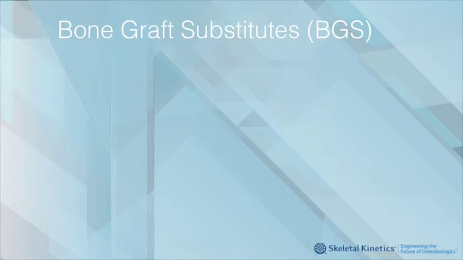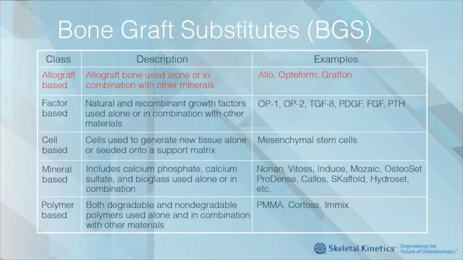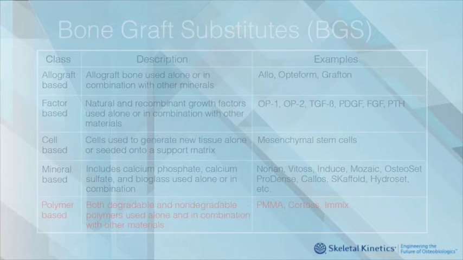This next slide shows bone graft substitutes. These are products that are not bone but can be substituted for bone. These categories include allograft-based, factor-based, cell-based, mineral or ceramic-based, and polymer-based products. We'll get into each one in some more detail later on.